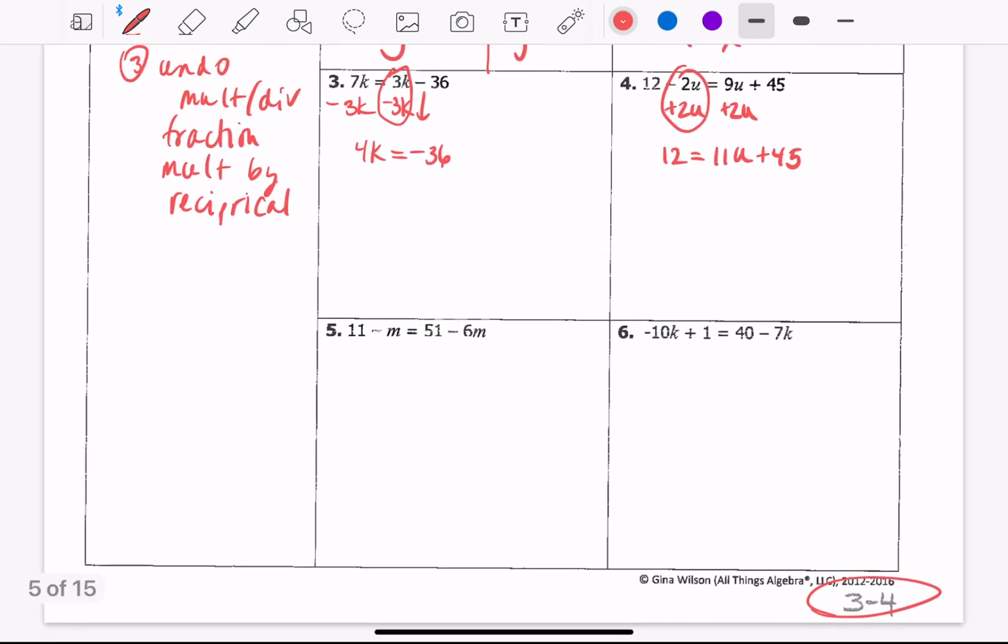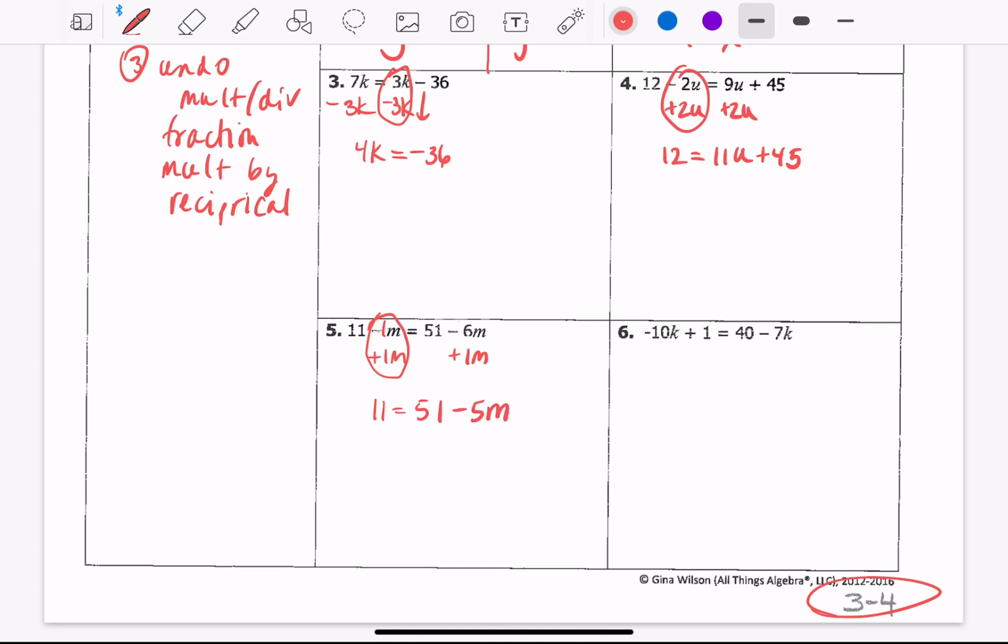And then number 5, no parentheses. No like terms on each side, but I do have variables on both sides. I'm going to get rid of this minus 1m. Minus 1m, I'm going to add 1m to both sides. This becomes 0, goes away. 11 equals 51. And then I have minus 6m and plus 6m I'm going to combine to get minus 5m.